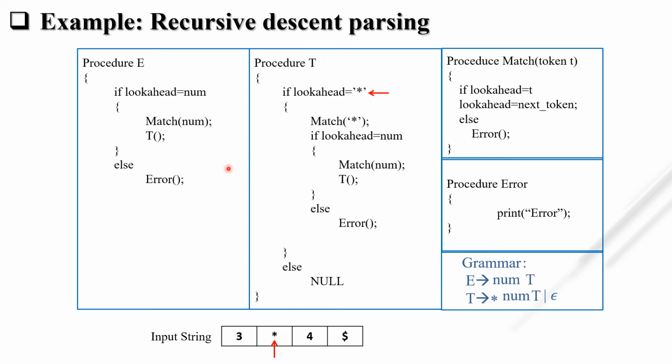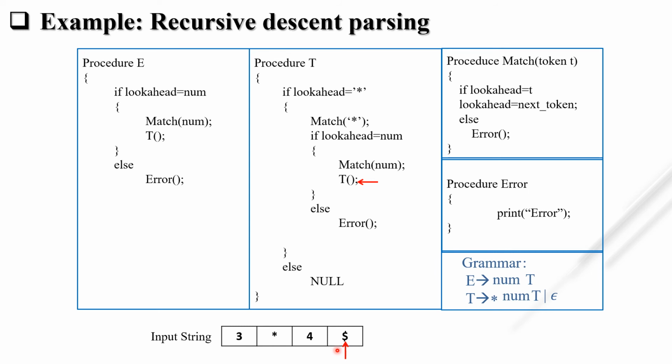So what is our procedure T? If lookahead equal to star, then we have to call the match procedure according to the grammar. If lookahead equal to star, it will be matched, so we move the lookahead pointer ahead. Now if lookahead equal to num, yes, condition true. Here 4 is a number. Then we have to call procedure match. Now we call T.